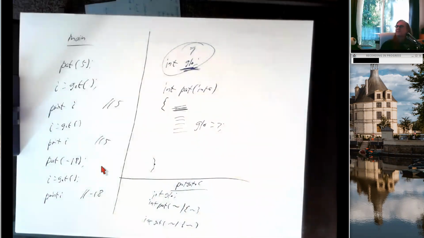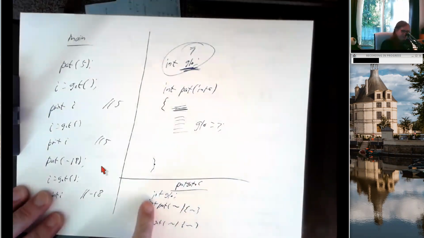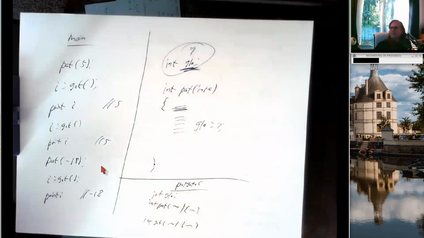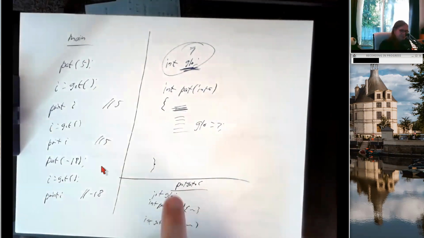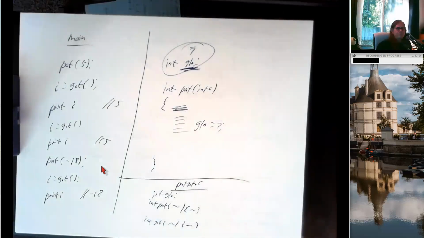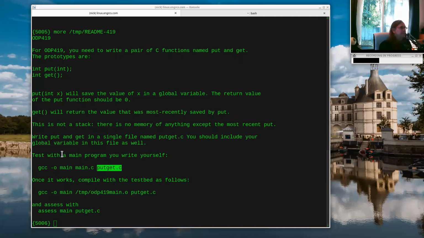So you want 3 things in that file: the 2 functions you're creating, but also the global variable, and just declare the global before you declare any of these 2 functions. And then if your get function refers to glo, it's referring to that same global variable.